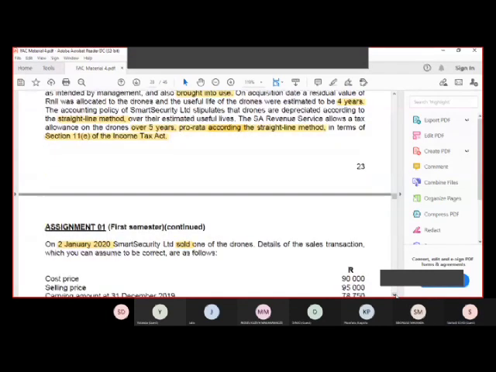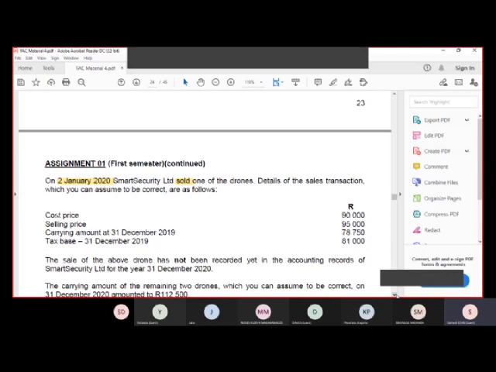And then on the 2nd of January 2020, Smart Security Limited sold one of the drones. When was this? Beginning of the current period. So one of the drones only stayed for half a year. Then we sold it. Right? Details of the sales transaction, which we can assume to be correct, are as follows. So there was the cost price of 90,000, selling price of 95,000, right? Carrying amount at 31 December of 750, tax base 31 December of 81,000.